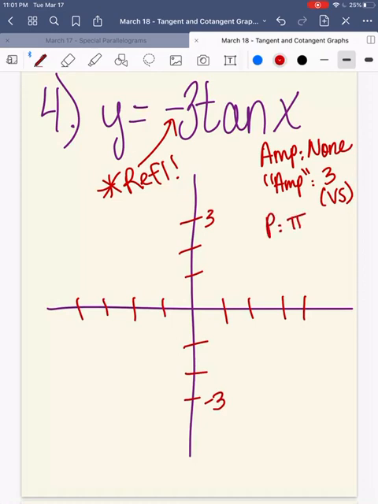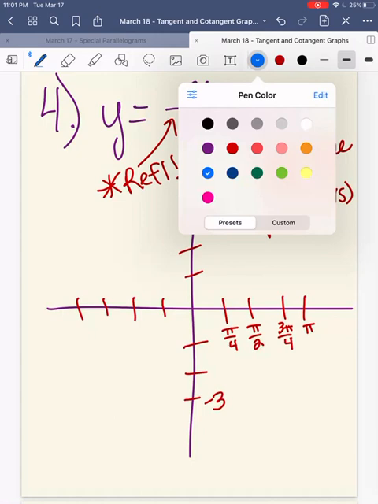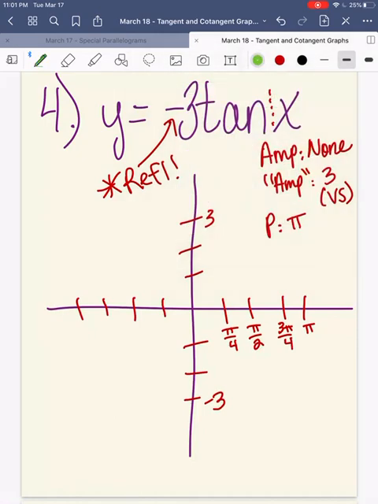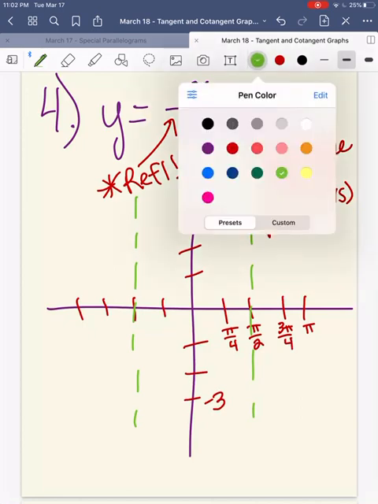And then our period is going to just stay pi because we have an imaginary 1 there. So it goes pi, pi over 4, pi over 2, and 3 pi over 4. All right, so with tangent, our asymptotes are going to stay in the same spot. So with tangent, it was 2 to the right and 2 to the left. And so now we can kind of get the graph set.